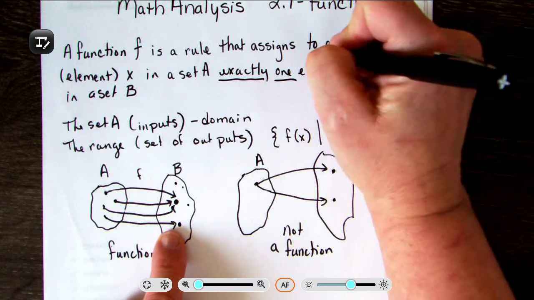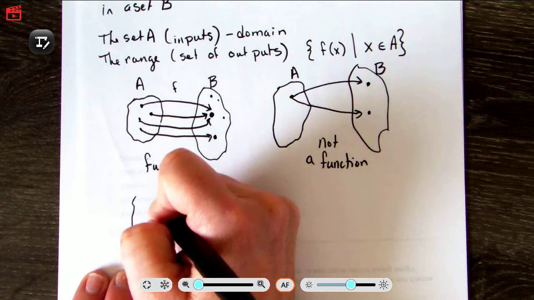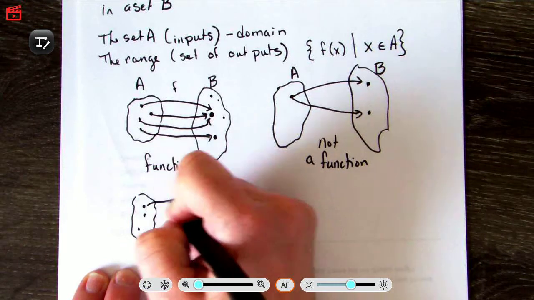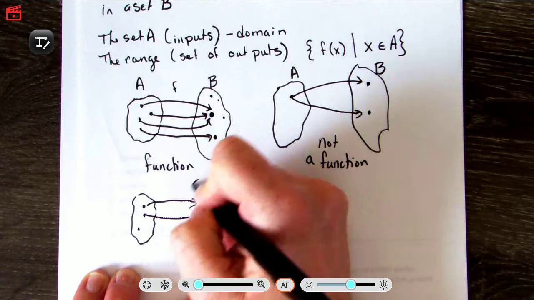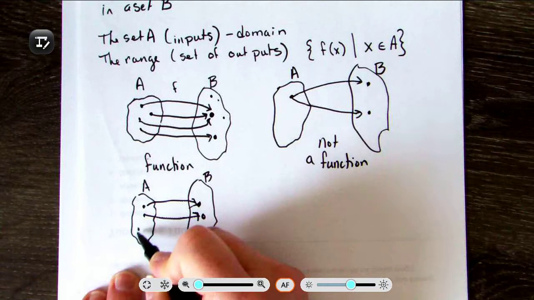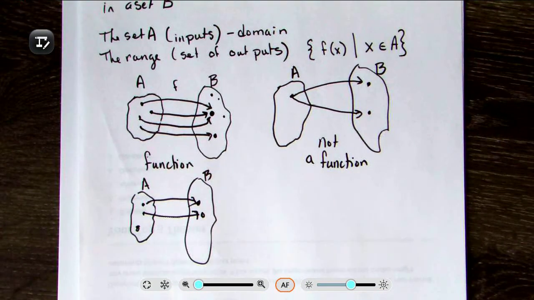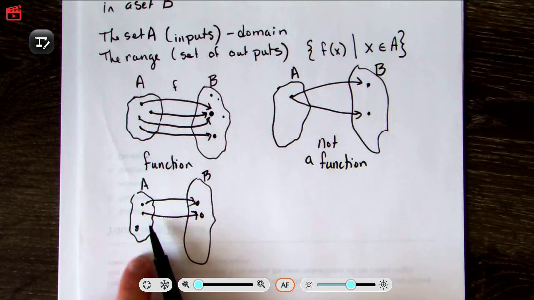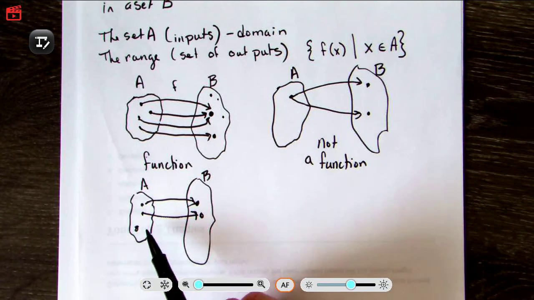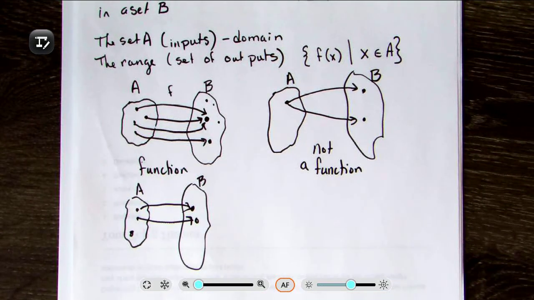All right, and it also says to each value. So we also can't have something like this going on, where this goes to something, this goes to something. So here's A and here's B. But this guy's left out. We have to make sure that everything in our domain gets mapped over. Sometimes we can avoid this by redefining what our domain is, and we'll talk more about domain later in this section. So hopefully this gives you an illustration of what a function is.